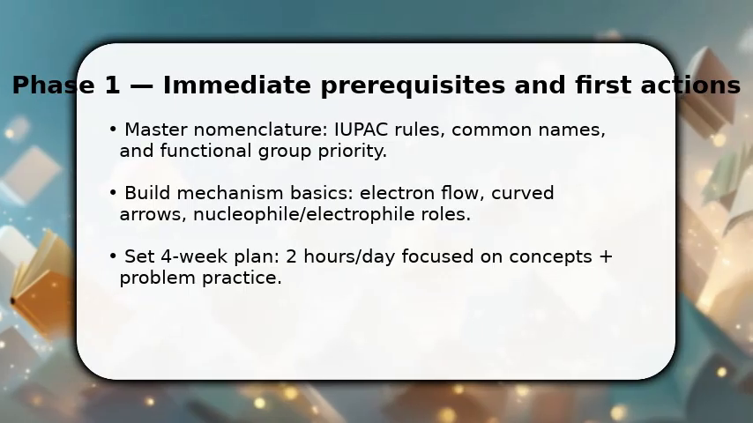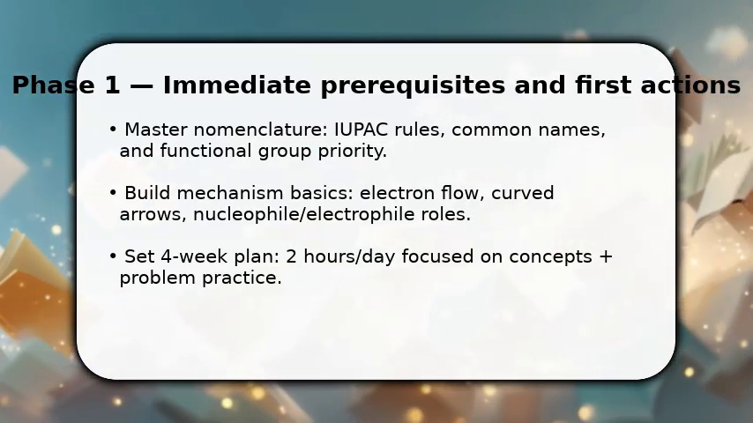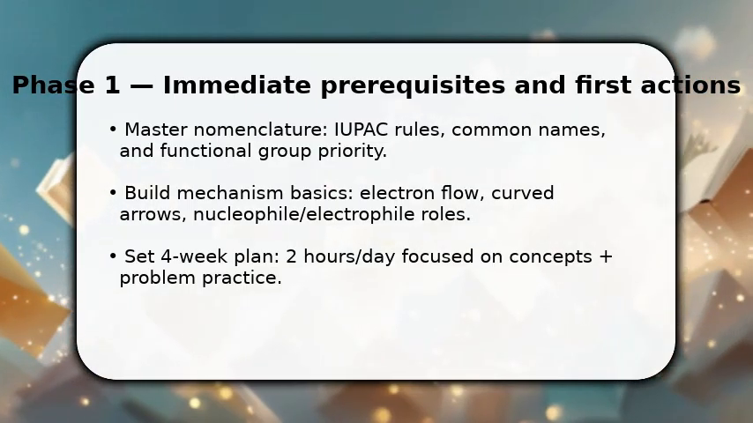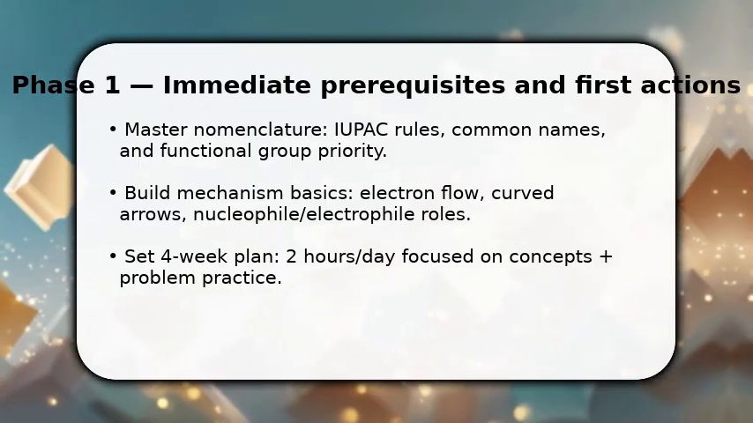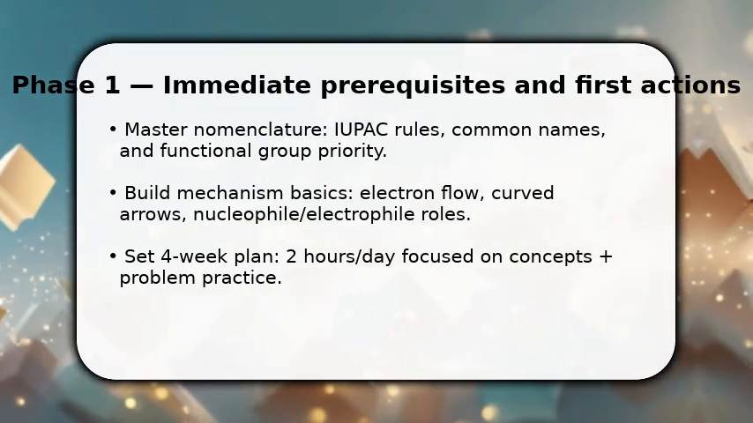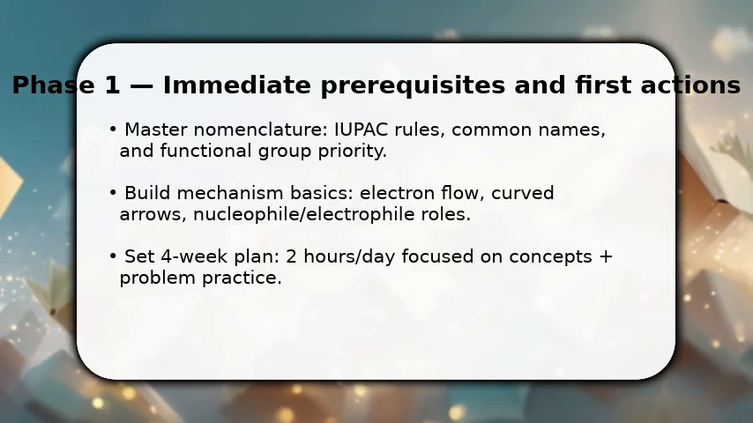You begin by locking down prerequisites, nomenclature, functional groups, and basic mechanism ideas, because without them nothing else clicks. First, prioritize curved arrow fluency. It explains how reactions proceed.